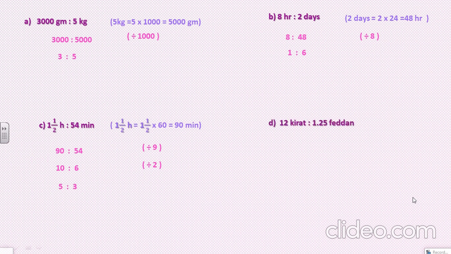Last question, we have 12 Kirat and 1.25 Faddan, and of course Faddan is the bigger unit, so we convert it to Kirat by multiplying by 24. 1.25 times 24 equals 30 Kirat, so 12 to 30 we simplify by 2 equals 6 to 15, divided by 3, simplify again, equals 2 to 5, and this is the simplest form.